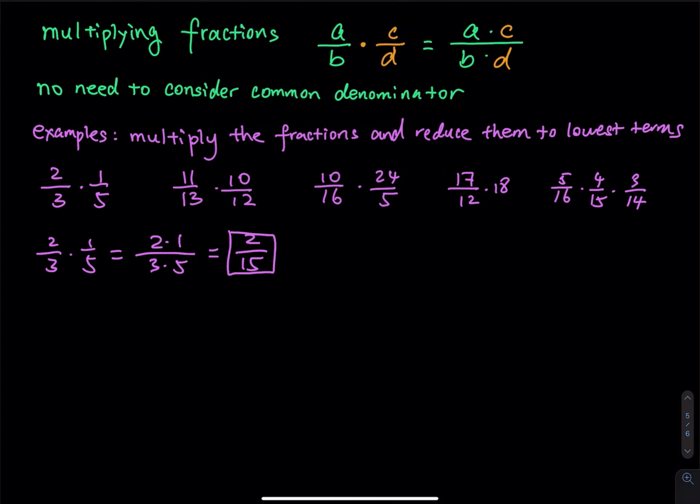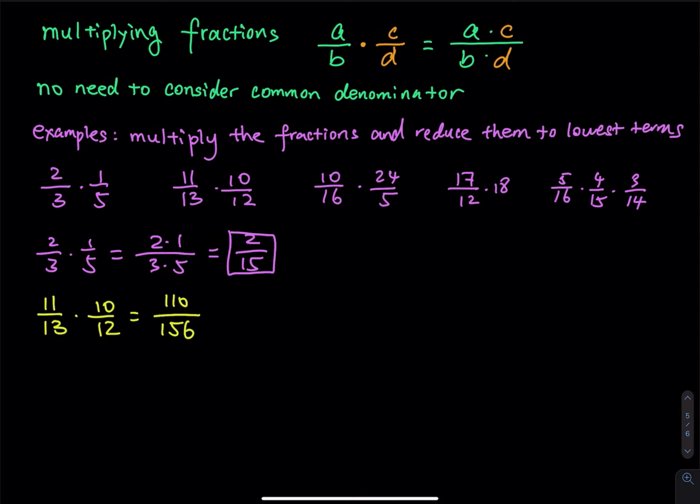How do you make that not so simple? To answer that question, all you have to do is make the numbers big. So the next one, 11 over 13 times 10 over 12. If you just take 11 times 10 and then 13 times 12, you will end up with big numbers. Let's do it. 11 times 10, you have 110, right? And then 13 times 12, you have 156.